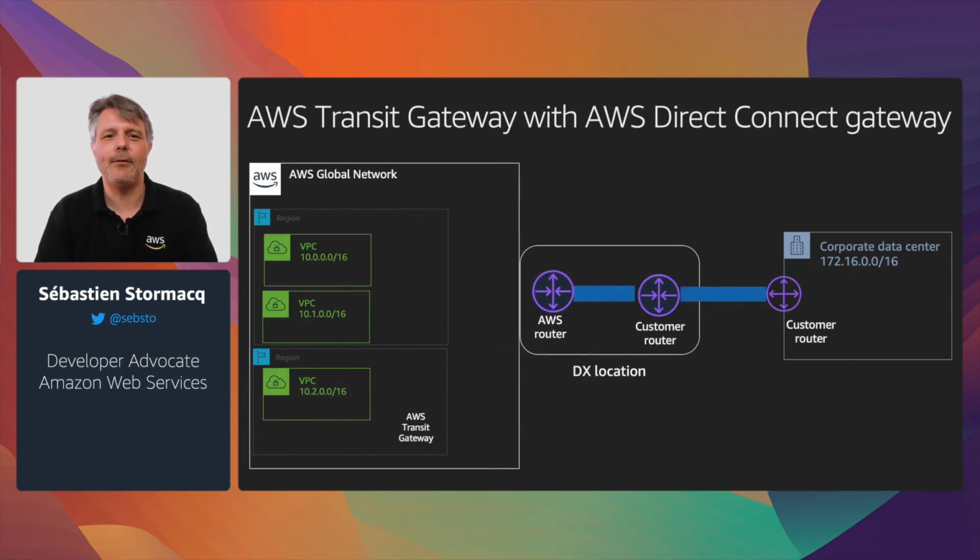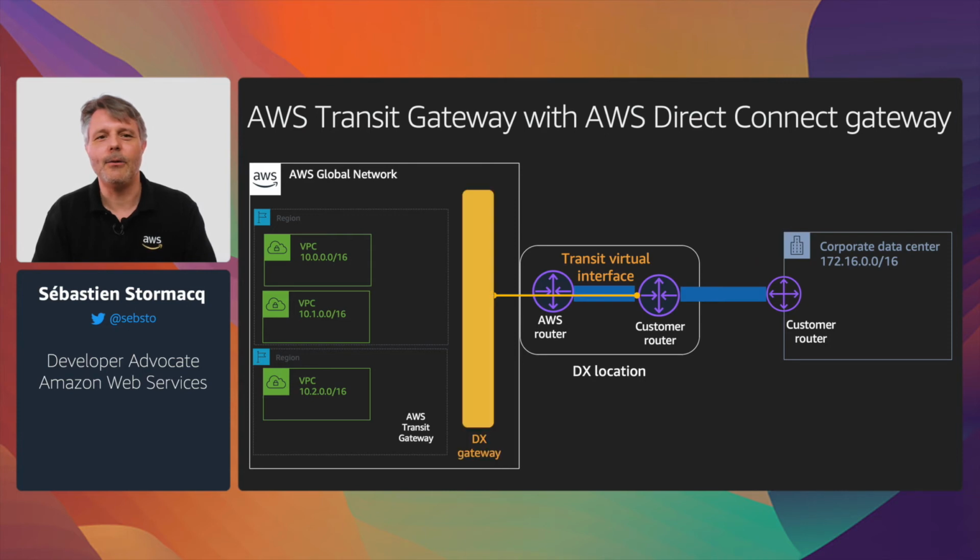And it's the same idea if you have Direct Connect. If you have a leased line between your data center and one of our Direct Connect locations, you can connect multiple Transit Gateways, because you have one Transit Gateway per region, to a Direct Connect gateway and act as a hub and spoke architecture to connect multiple VPCs from multiple accounts in multiple regions through one single Direct Connect back to your data center.